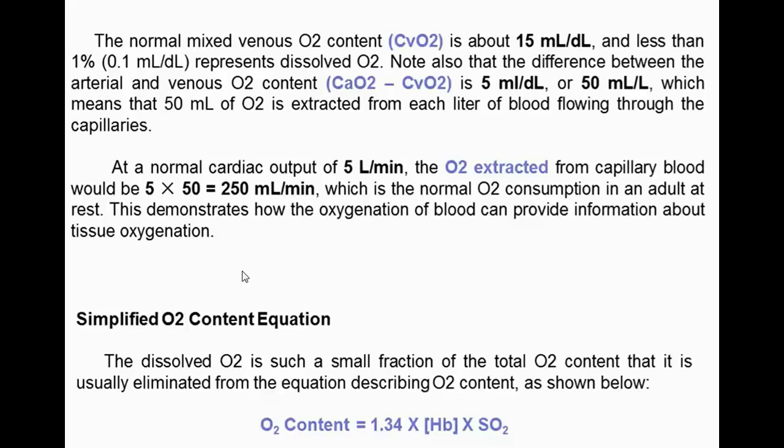For a simplified oxygen content equation, as we said, oxygen content equals the sum of both bound oxygen to hemoglobin and dissolved. As we discussed, the dissolved is very minimal, about 1.5%, and 98% is from the bound oxygen. So we can neglect the dissolved in the total calculation to get a simplified equation, and the oxygen content we can consider as 1.34 times hemoglobin times saturation. And what is 1.34?